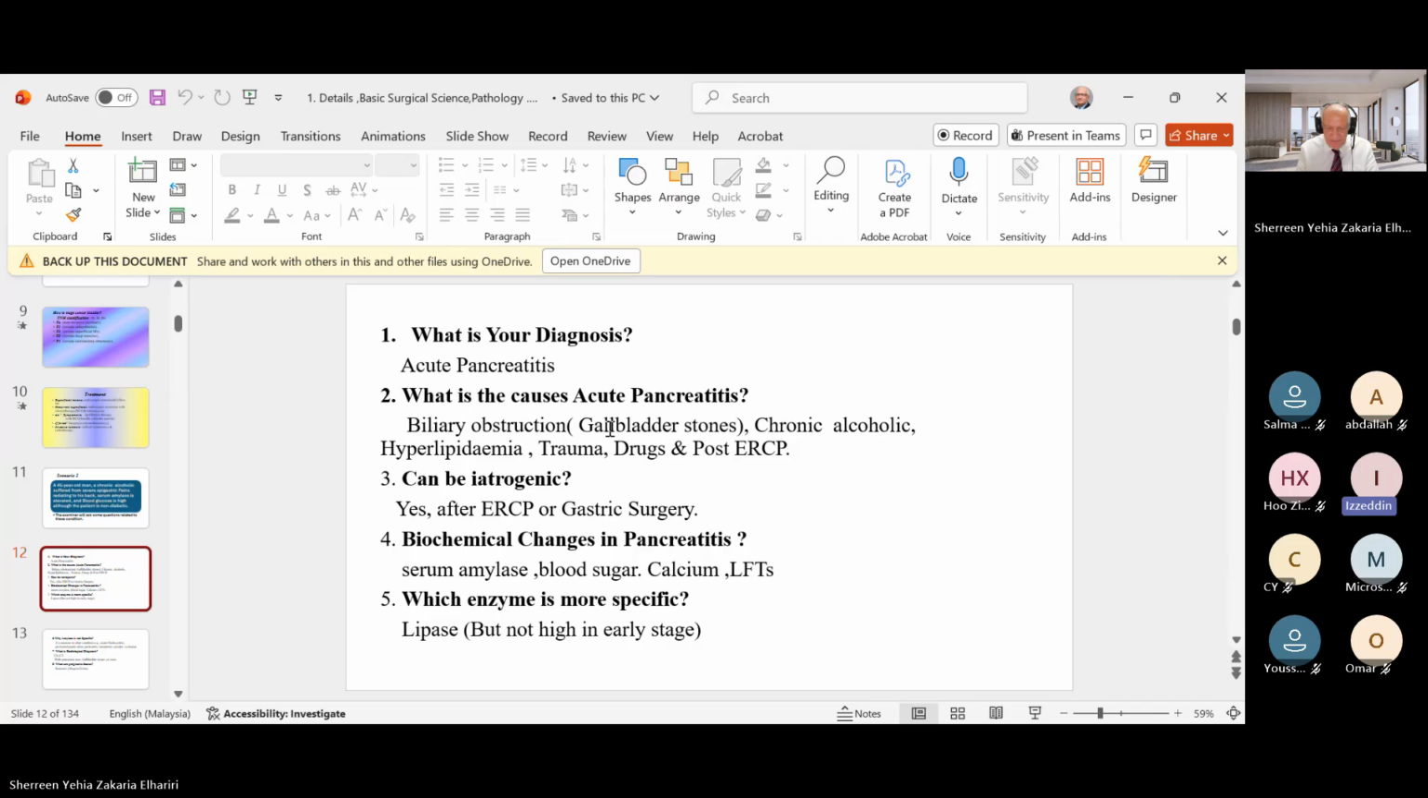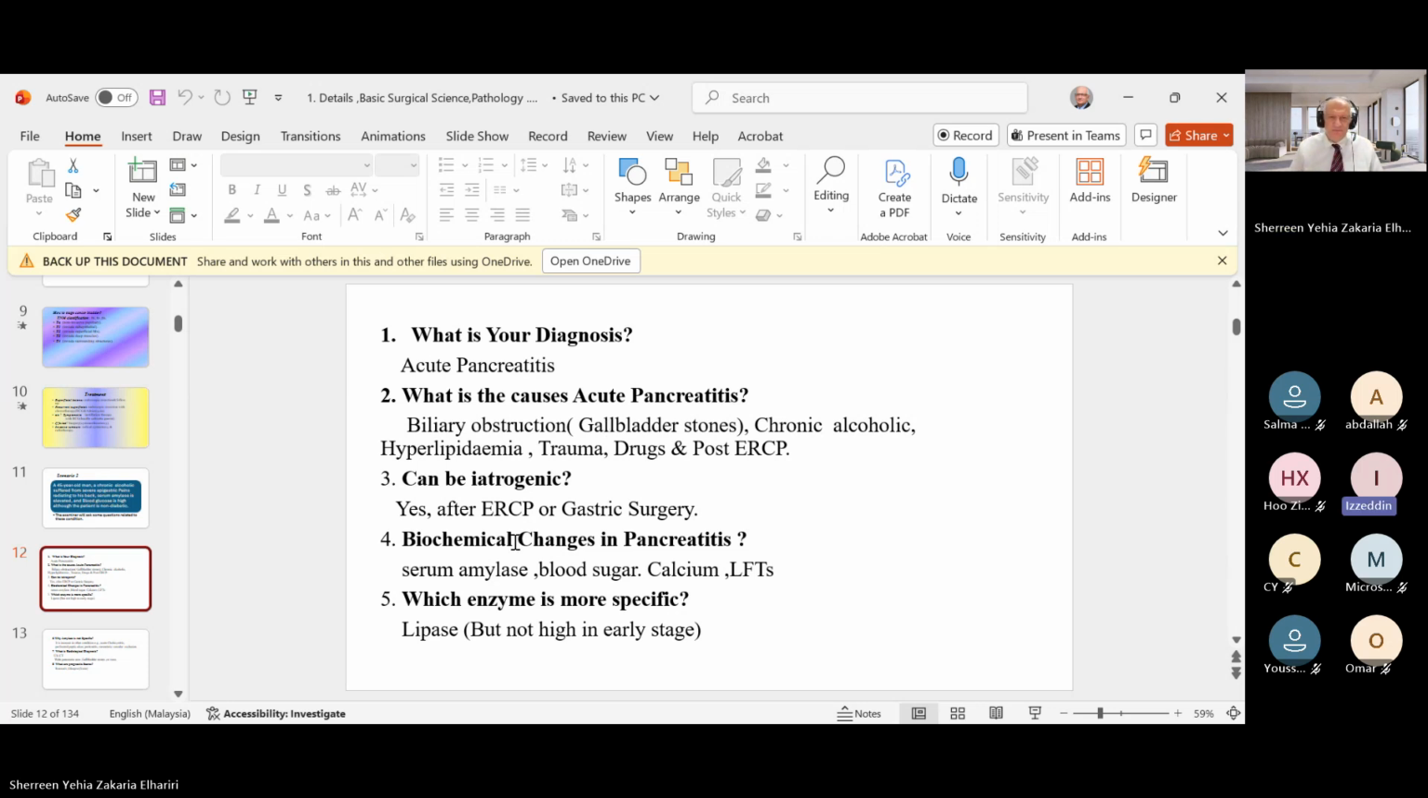Okay. We do serum lipase. We do serum amylase, even though they are not specific. Which one is more specific? Lipase is more specific. Why is amylase not specific?